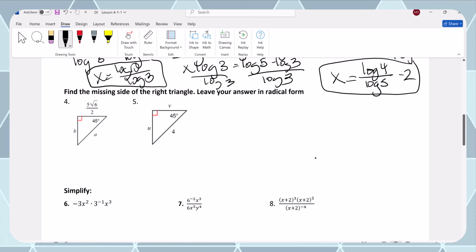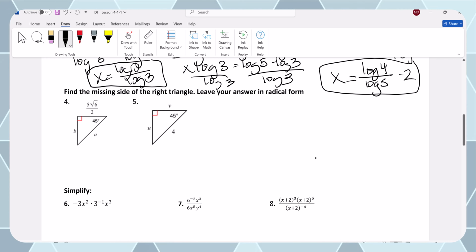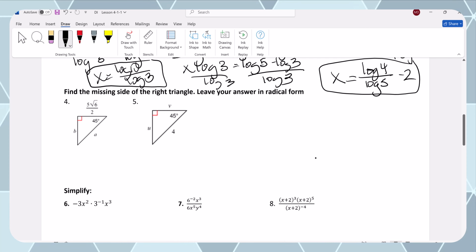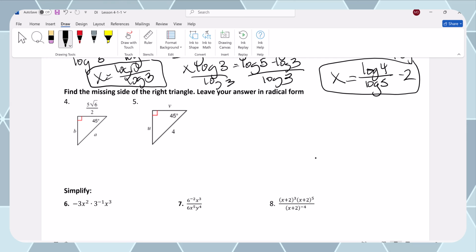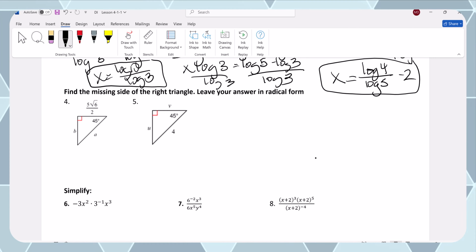So here it says find the missing side of the right triangle. If you remember your special triangles from integrated 2, remember you have the 45, 45, 90 and the 30, 60, 90. So if you don't remember, you can skip this. We will be going over this again, and then we need to know it from there. You can skip it if you don't remember, but it's good practice if you do remember.